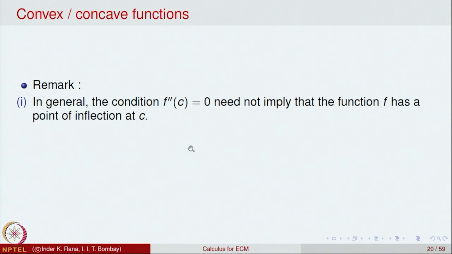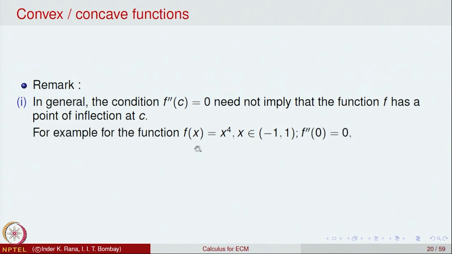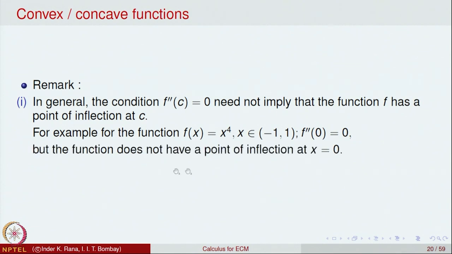It may not be. So, not all the points where the second derivative is equal to 0 will be points of inflection. Here is an example: look at the function f of x equal to x to the power 4 in the interval minus 1 to 1. Its first derivative is 4x cube and second derivative is 12x square. So, 12x square equal to 0 gives you the second derivative equal to 0 at the point 0. But it is not a point of inflection, because for this function the second derivative is everywhere positive, so it is a concave up function.